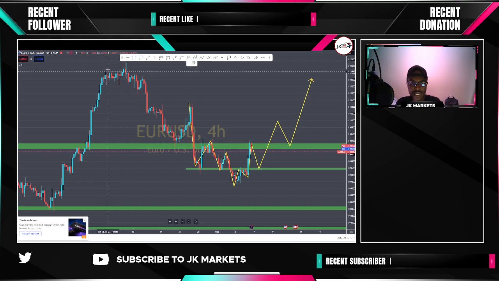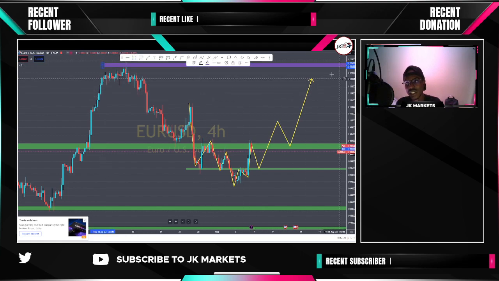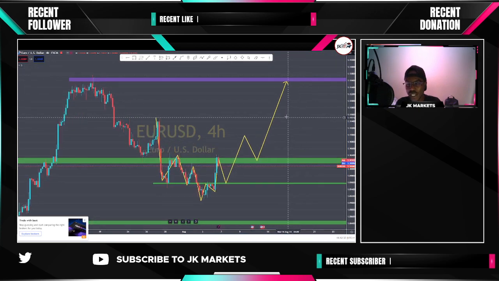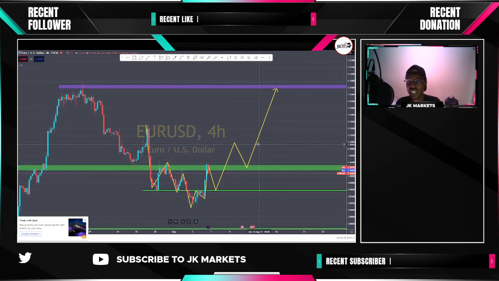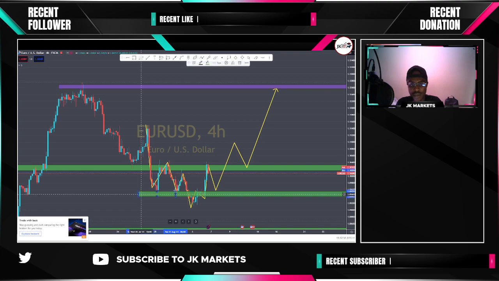Our first target is here, but in JK Market we like to roll with the fundamentals. Taking into consideration the fundamental move for this pair, we expect a move to the upside in this month of August. So in the month of August, we expect EUR/USD to take the upside. So how do we set the entry? Our entry is going to be around this area here. The green area is our entry.